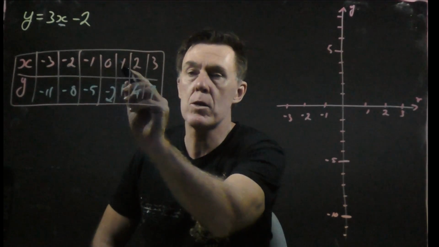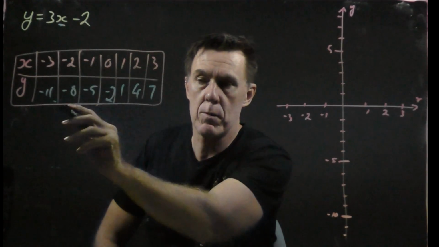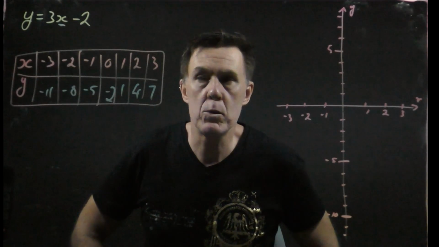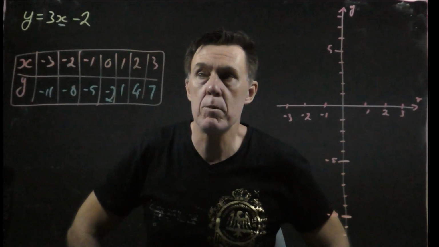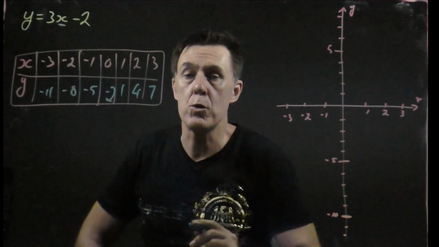So each of these 7 values of x that I've chosen produce these specific 7 values of y. Now that's just 7 possible combinations that make this statement true. There are an infinite number of them. This table here just shows you some of them.